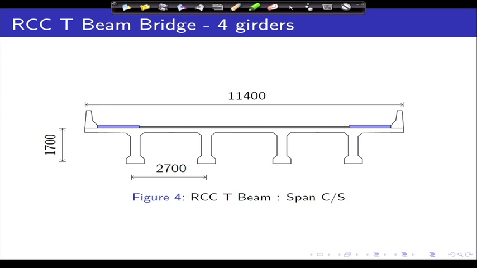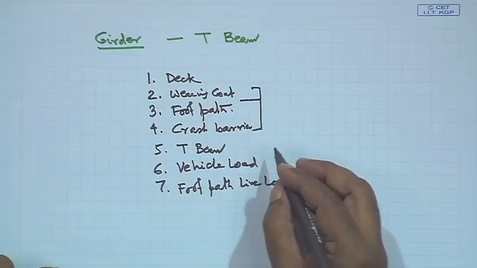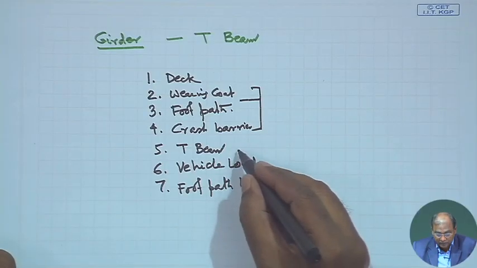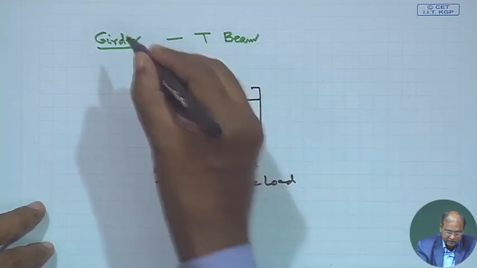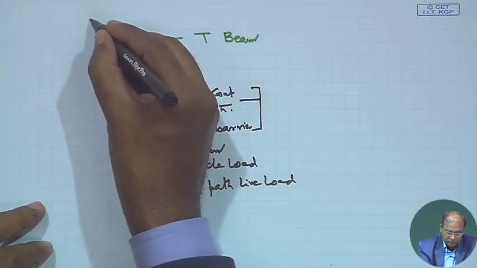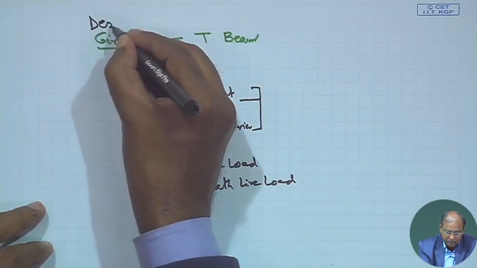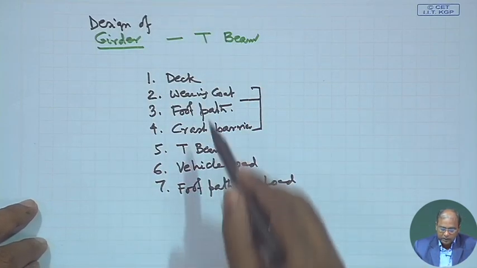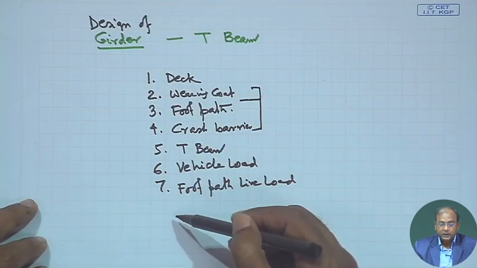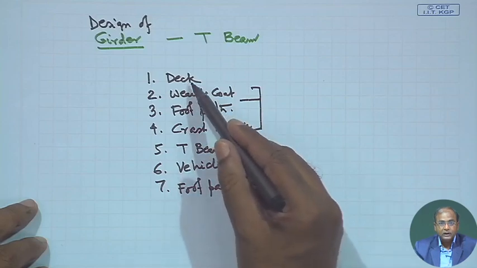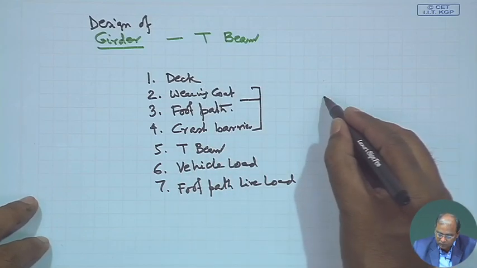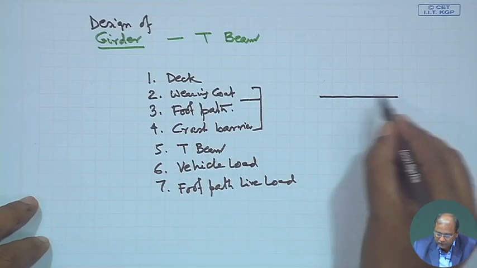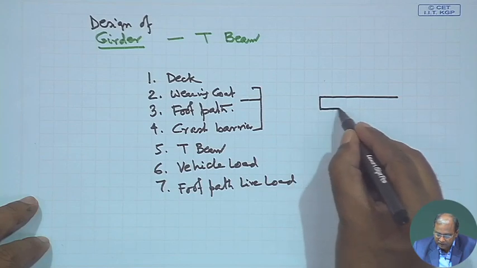So, coming to this, our objective is that we have to design the girder. For that we have different loads. The deck load we can find out, as I have told you, by taking a certain portion from here to here.